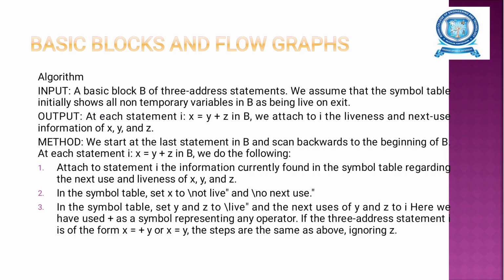In the symbol table, set x to not live and no next use. In the symbol table, set y and z to live and the next use of y and z to i. That is, they may be used next at i. Here we have used plus as a simple representation of any operator. If the three-address statement is of the form x = +y or x = y, the steps are the same as above.